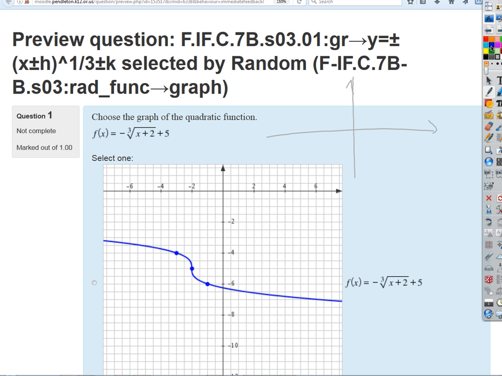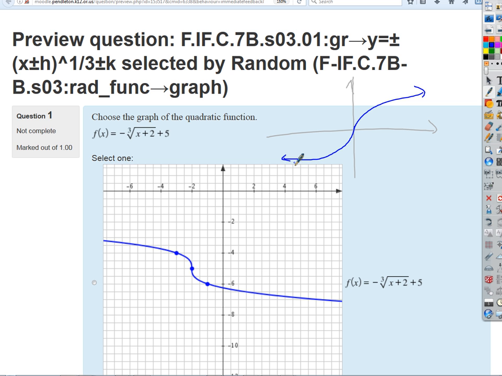So what does a cube root function look like? It's going to go up like that, like a square root, but it also goes down in that direction. A cubic function is the one that does this. A cube root function is the one that does that.